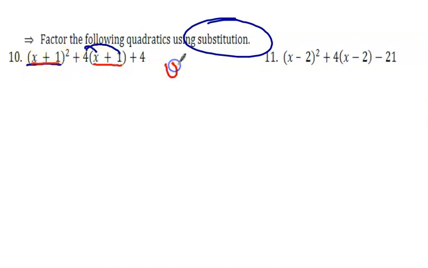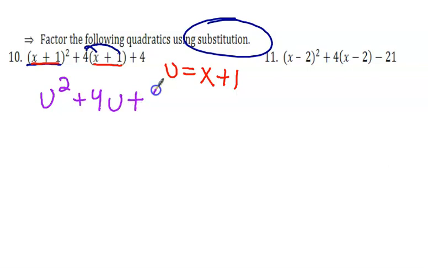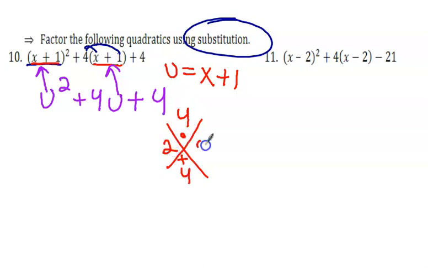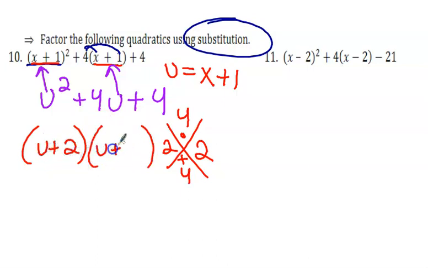So let's say that I'm going to substitute u in for x plus 1 and see if this gets a little easier. So I'm going to plug in u squared plus 4u plus 4, okay? So again, I'm plugging in u for the x plus 1 and see if I can factor it and then plug it back in, all right? So what multiplies to 4 and adds to 4? Well, that would be 2 and 2. So then I have u plus 2 and u plus 2.